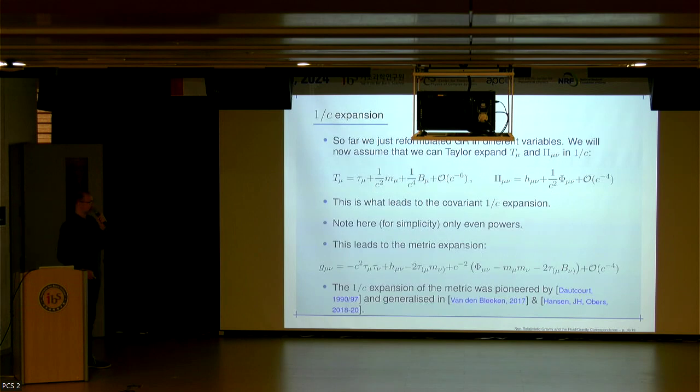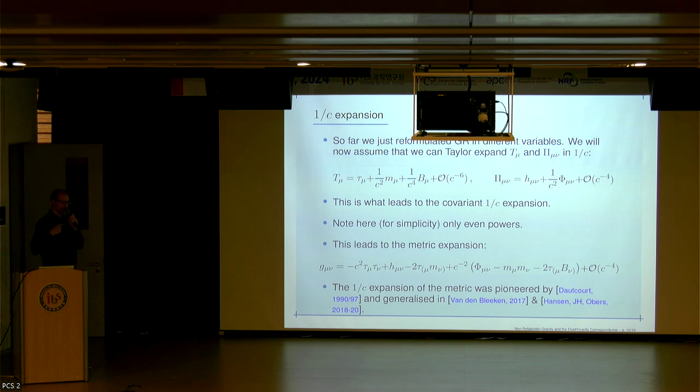Right, so this is just a reformulation of GR, but we haven't really done anything. But the important step and assumption is that these variables now, t and pi, admit Taylor expansions in 1 over c. This is a non-trivial assumption. It's covariant, but there are coordinate systems in which this assumption is violated. It's not always true.